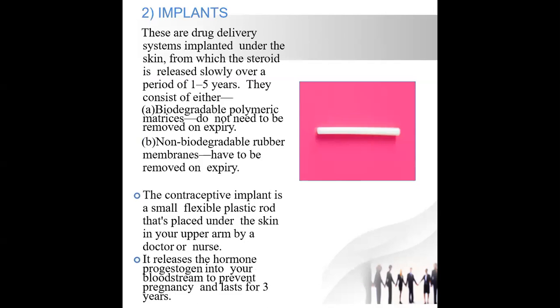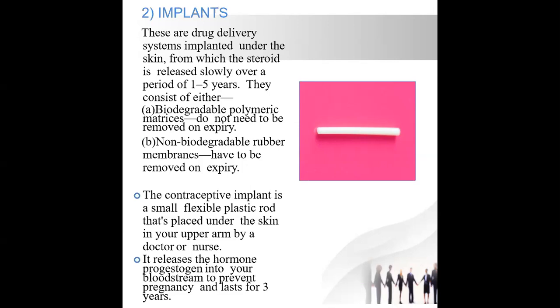pills. Then when we talk about implants, they are drug delivery systems which are implanted under the skin, from which the steroid is released slowly over a period of 1 to 5 years. They consist of either biodegradable polymeric matrices, which do not need to be removed after expiry, and the second one is non-biodegradable rubber membranes, which have to be removed after the expiry. So they release the drug over a period of 1 to 5 years.